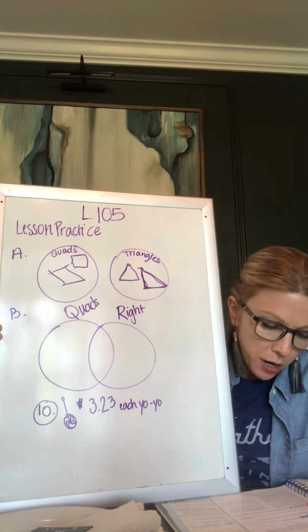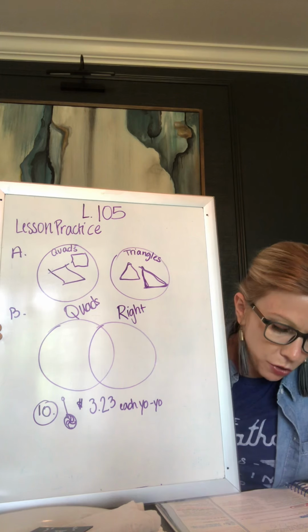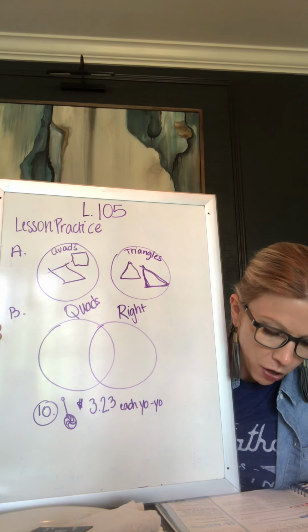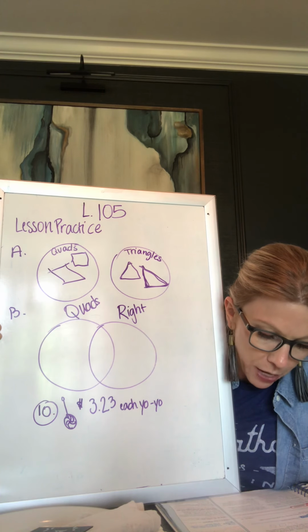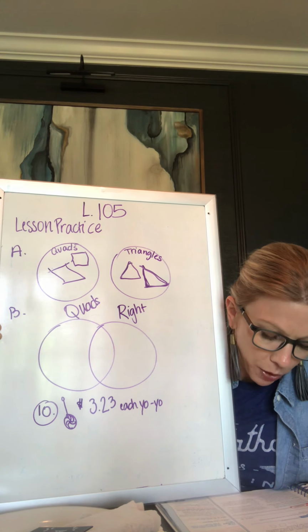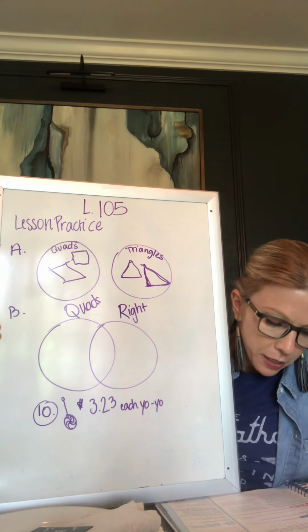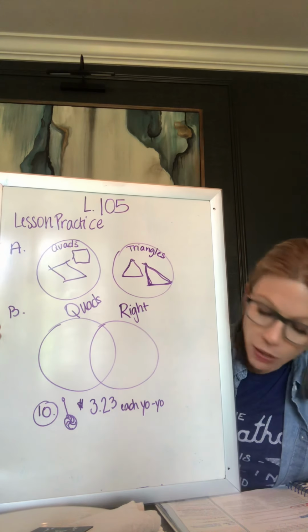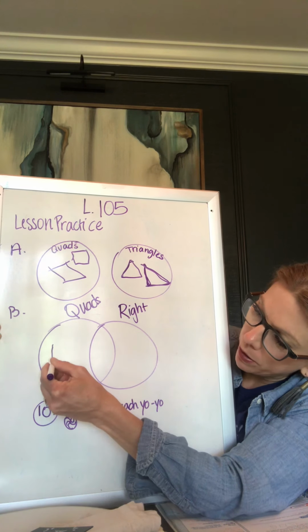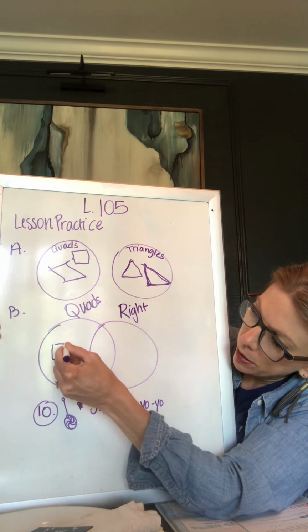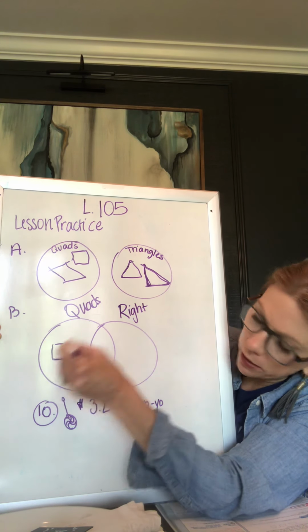Let's look at B. B says draw a Venn diagram. Label one circle Q for quadrilateral and the other R for right. Shapes that have a right angle. And then draw these shapes in the correct parts of the circle. Okay, so we've got some different shapes here for B. I see one of them is a 4-sided shape. And it kind of looks like this.